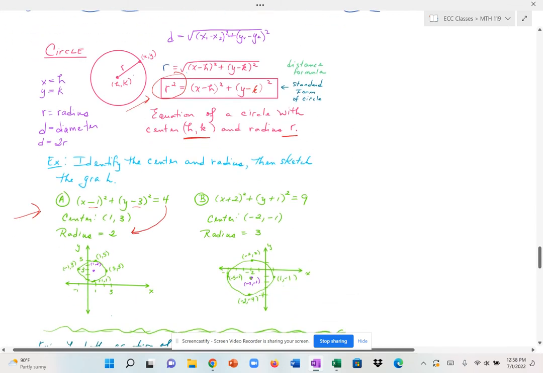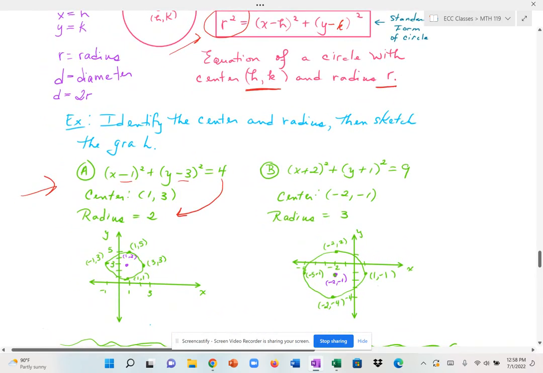If you were to graph this, the graph isn't going to look exactly like a circle because this is done freehand. What you do is plot the center first, which is the point in purple. So I went 1 to the right, 3 up. And then I counted 2 units north, south, east, and west, or up, down, right, and left. If you count 2 units up, I'm at (1, 5). 2 units down, I'm at (1, 1). If I go 2 units to the right, I'm at (3, 3). And if I go 2 units to the left, I'm at (negative 1, 3).